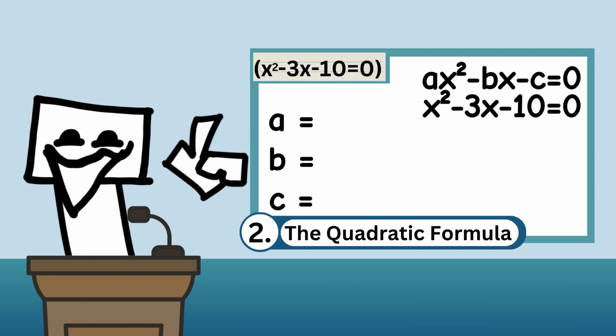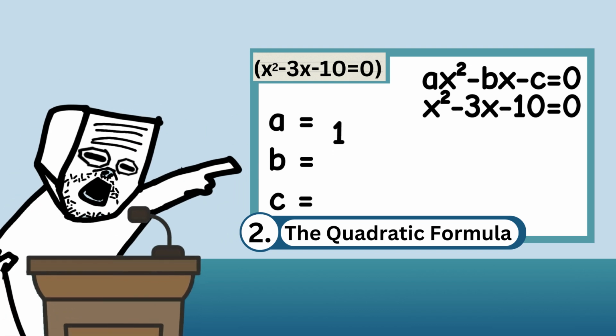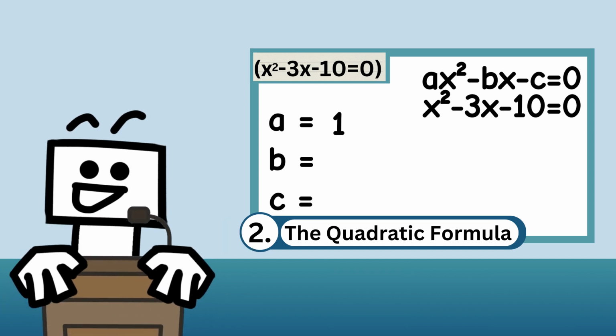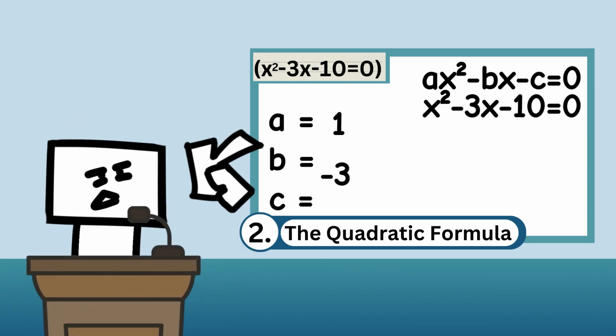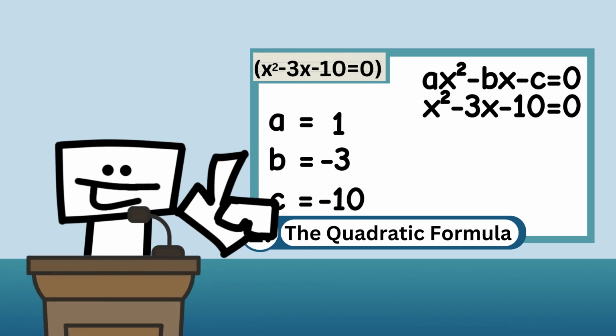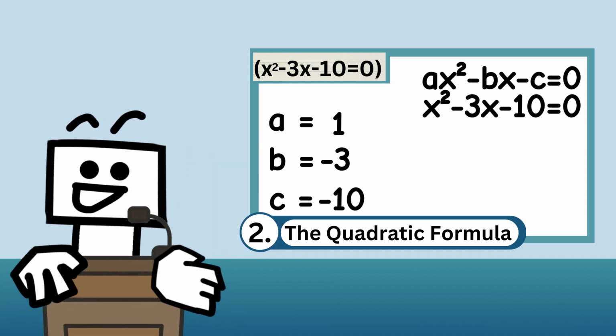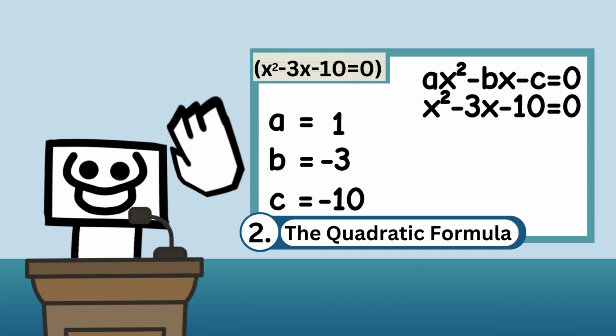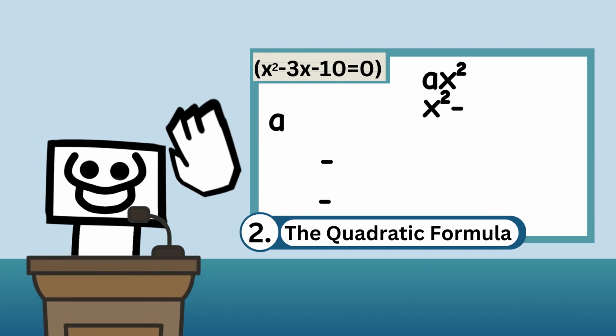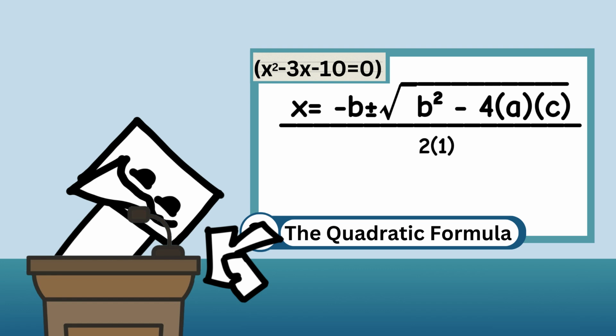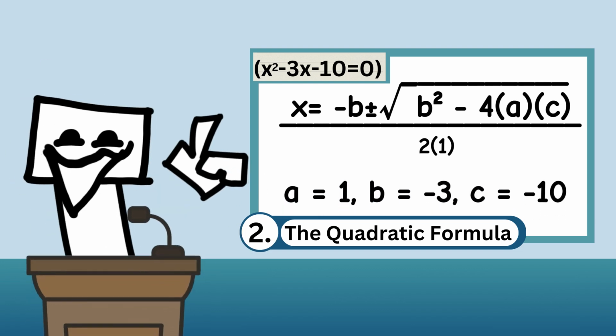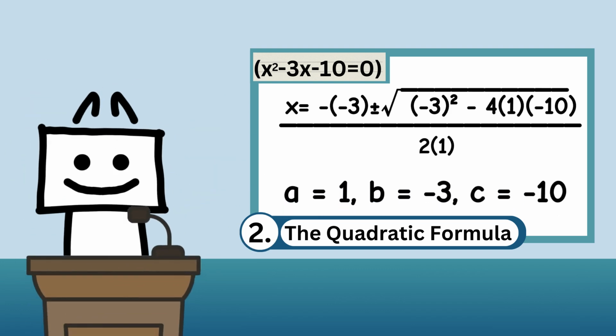Now, let's find our numbers for our letters. Our A is 1, since there's always an invisible number 1 next to the x, because of course, we aren't grade 7. Our B is negative 3, and our C is negative 10. Alright, now we have our ABCs. Let's now test our new rule that the fortune bird gave us for today. Here's the quadratic formula. Now all we have to do is replace the letters with the numbers.